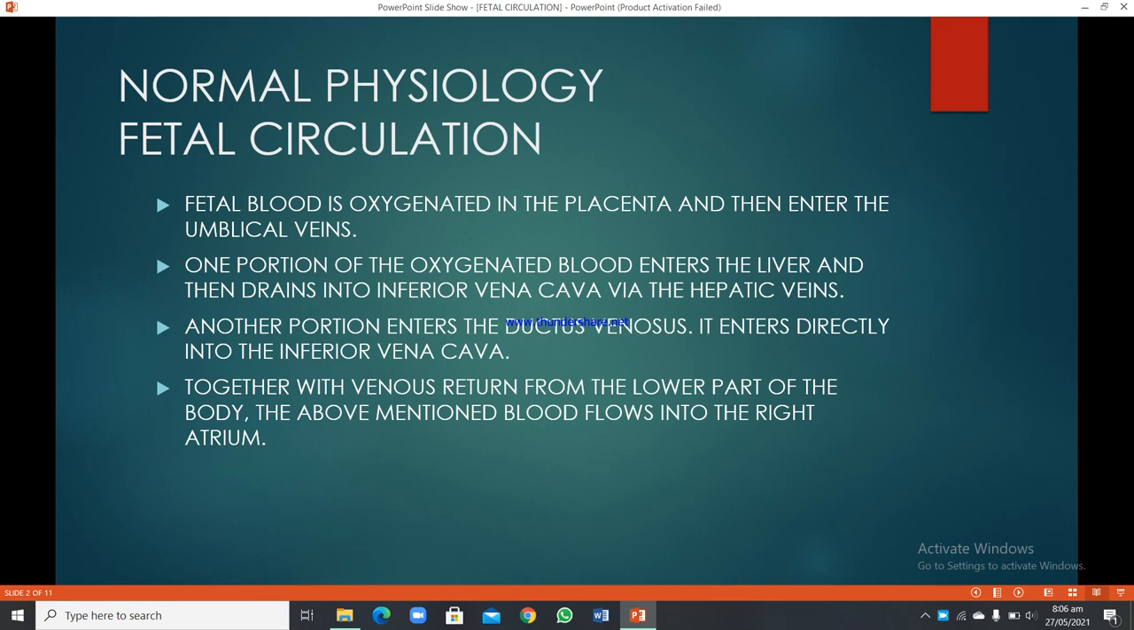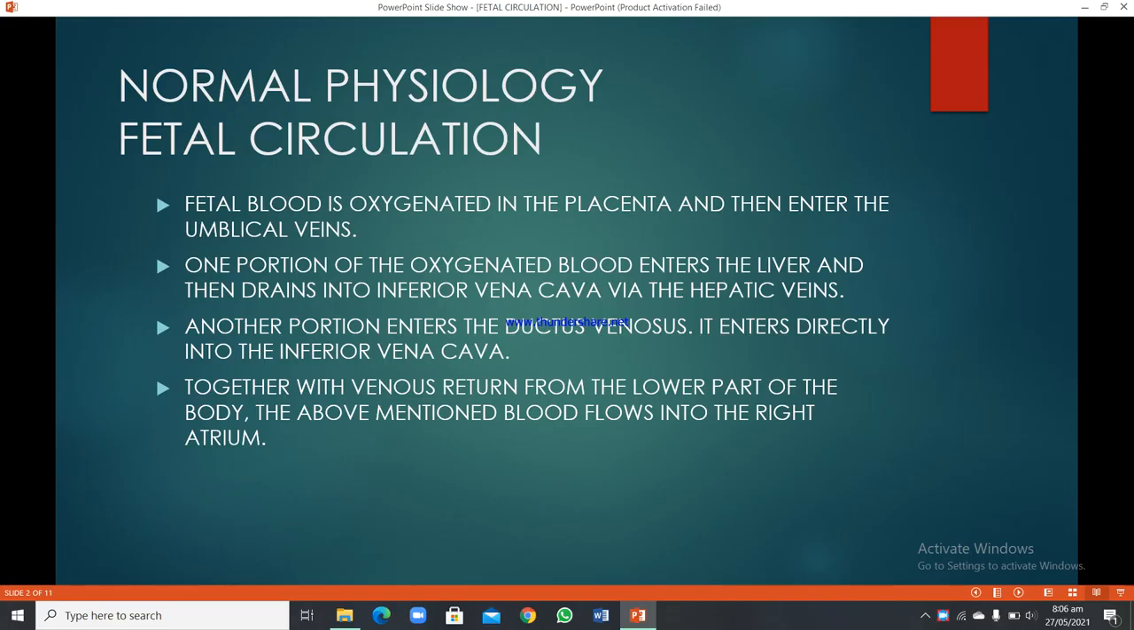Normal physiology, fetal circulation. Fetal blood is oxygenated in the placenta and then enters the umbilical veins. One portion of the oxygenated blood enters the liver and then drains into the inferior vena cava via the hepatic veins. Another portion enters the ductus venosus. It enters directly into the inferior vena cava. Together with venous return from the lower part of the body, the above-mentioned blood flows into the right atrium.